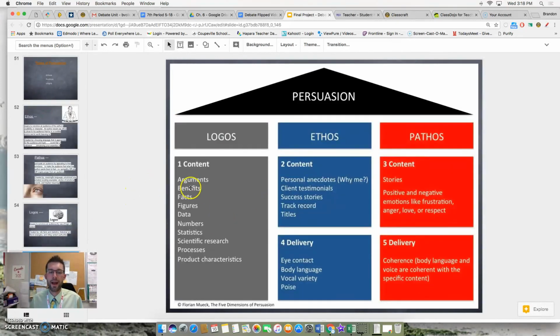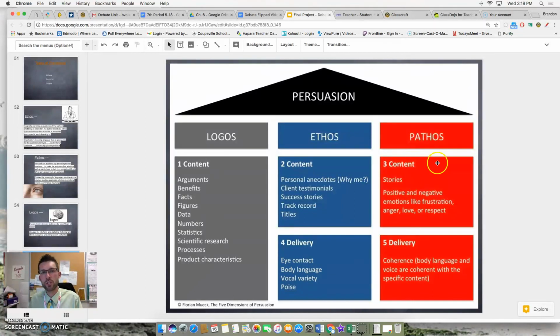Now here is another graphic on logos, ethos, and pathos, showing you what you can use, whether it's numbers, statistics, research for logos. Ethos, again, remember, is showing that you're a credible source. So that can be personal anecdotes. Why me? Why should you listen to me? Well, because, delivery. How should you actually act? Making sure you're making eye contact. Your body language is very important.